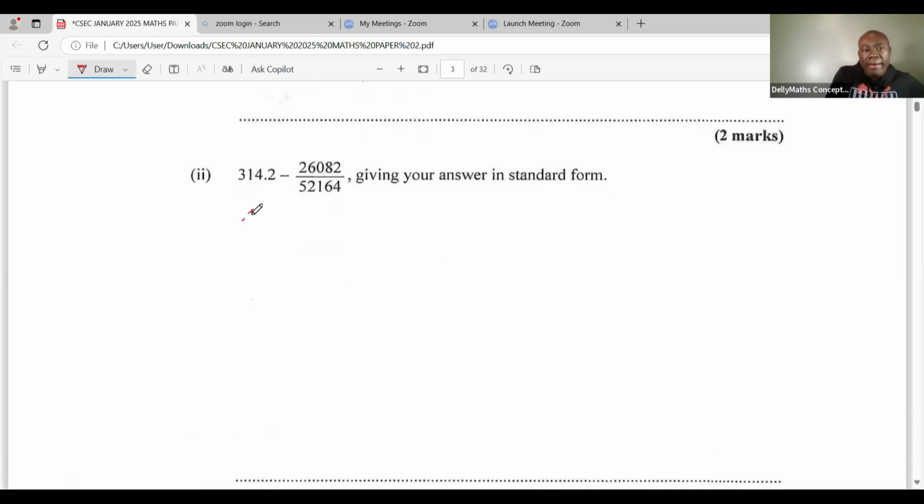Here, what we have is 314.2, and we're going to put this on our calculator. We have 26,082, divide that by 51,164. It gives us 0.5. So we subtract this: 314.2 minus 0.5.